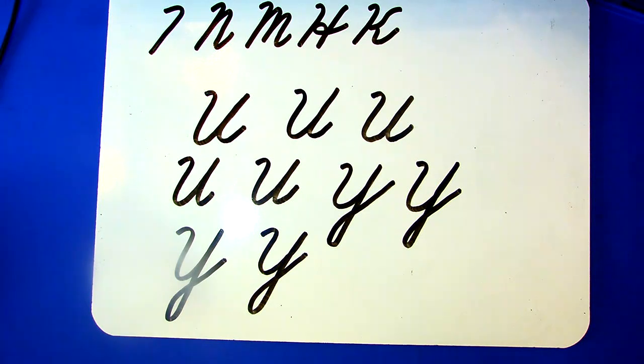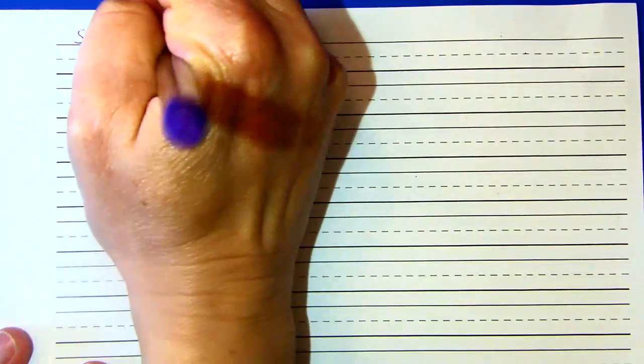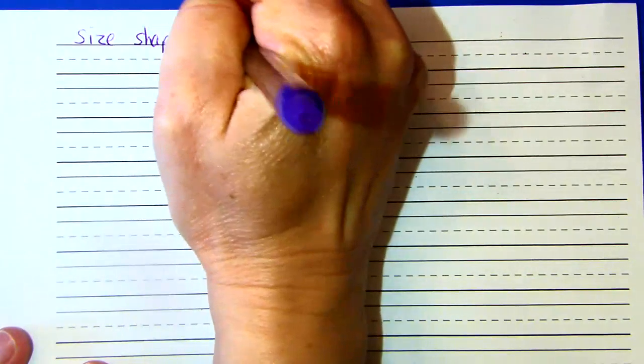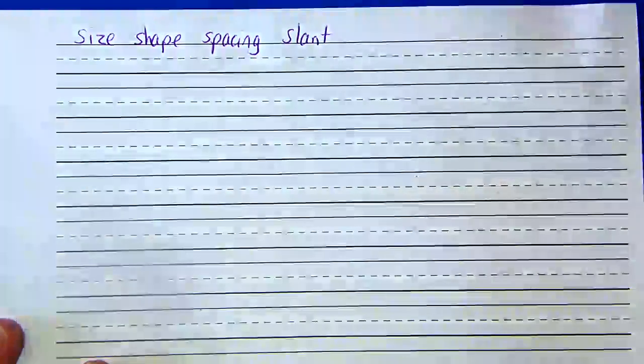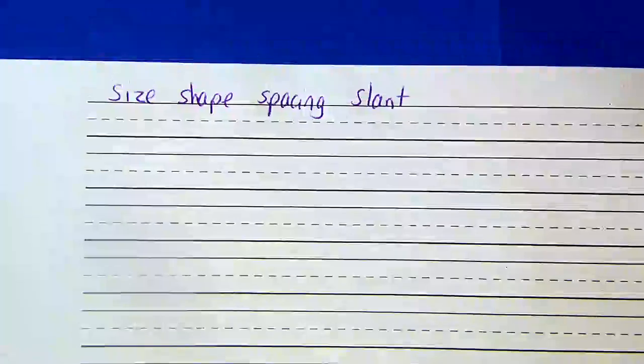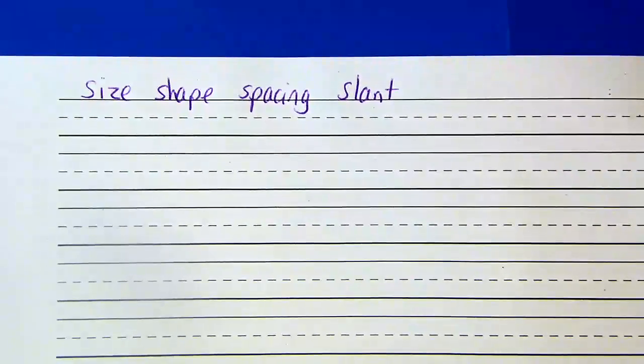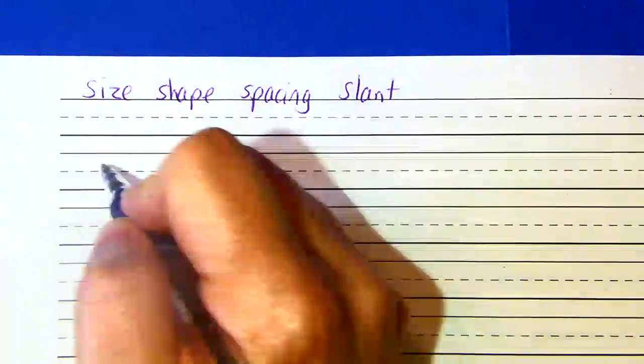I will show you some words that start with uppercase U and uppercase Y when we move on to lined paper. So here's my line paper. It's important when you move on to line paper to start focusing on the size, the shape, the spacing, and the slant of your letters. These are the 4 keys to legibility. That means you're a really neat person. Okay, so I'll zoom in a little bit. Let me show you with the lines.